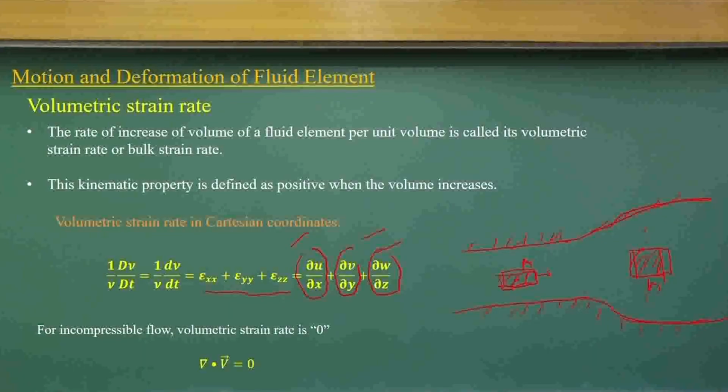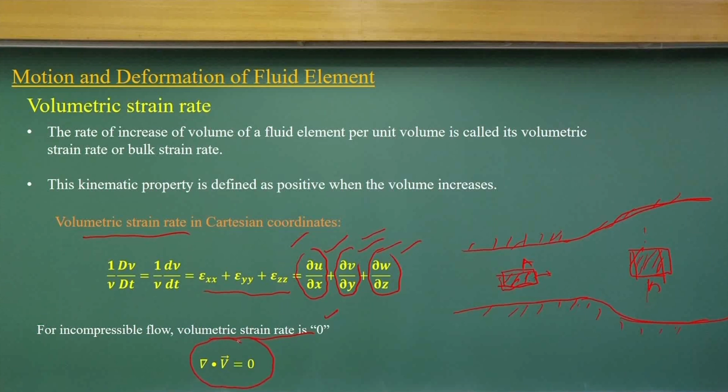Now, the volumetric strain rate is the sum of the linear strain rates in the x, y and z directions. As you know, for incompressible flow the volumetric strain rate becomes 0. That means the dot product of del and V is equal to 0. So this becomes the mass conservation equation for us if we consider the flow to be incompressible.